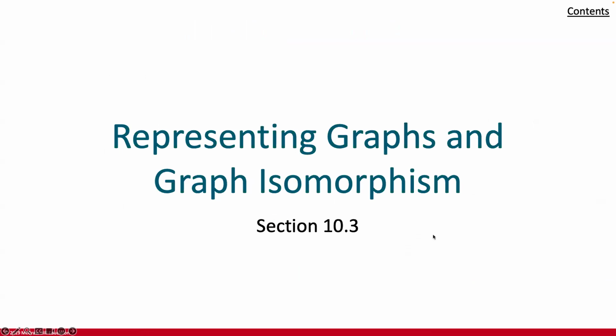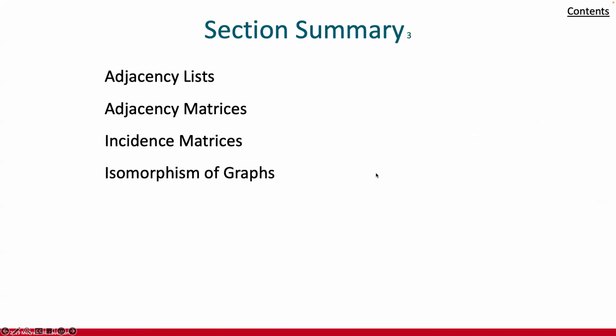Okay, what about representing graphs and graph isomorphism? These are the things that we'll get a chance to talk about: adjacency lists, adjacency matrices, incidence matrices, and isomorphism of graphs. There are many useful ways to represent graphs. As we will see throughout this chapter, in working with a graph, it is helpful to be able to choose its most convenient representation. In this section, we will show how to represent graphs in several different ways.